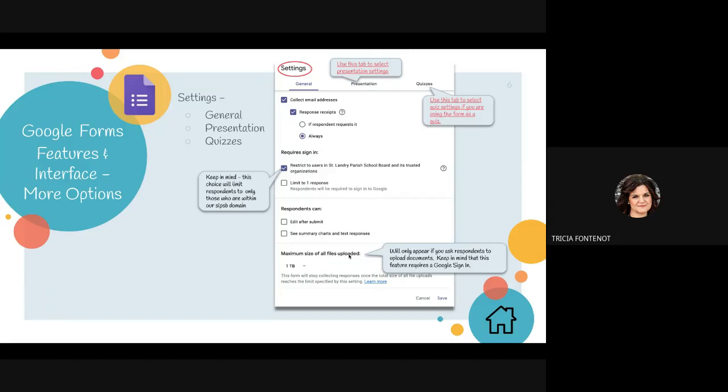If you choose to upload a file, let's say you're doing school registration and you want them to upload a birth certificate, this particular one will only appear if you ask respondents to upload documents. So if you haven't required that they upload anything, this will not be here in settings, just to let you know. And also, if you do select this, keep in mind that this also will require a Google sign-in. Now, that's all in general settings, okay?